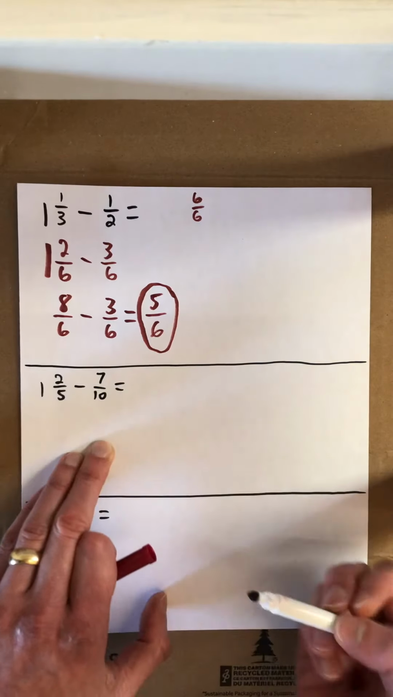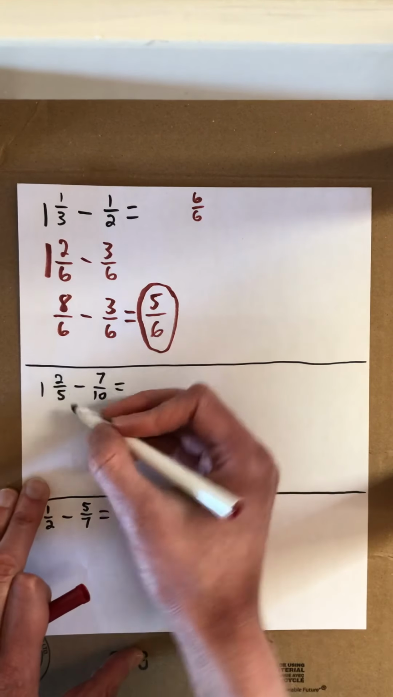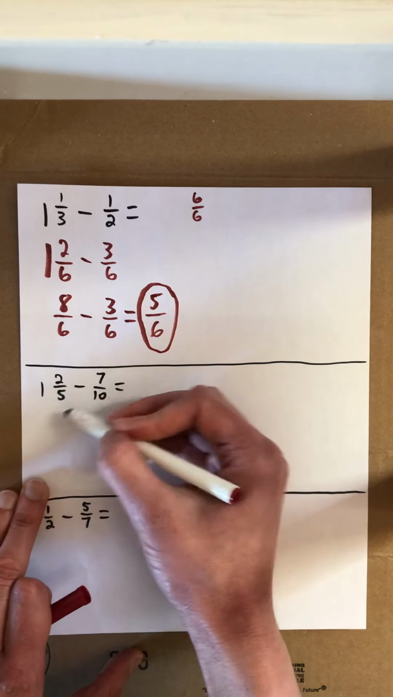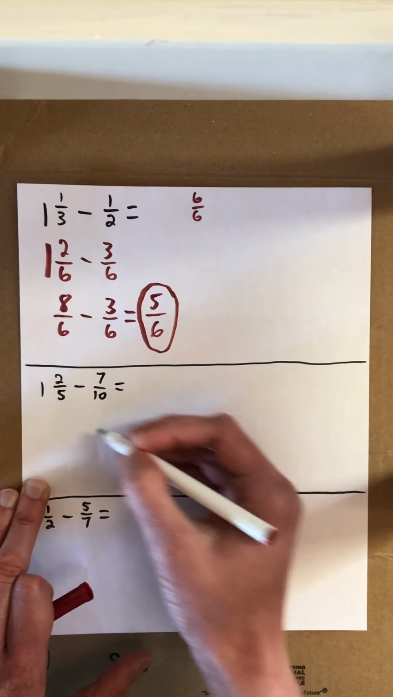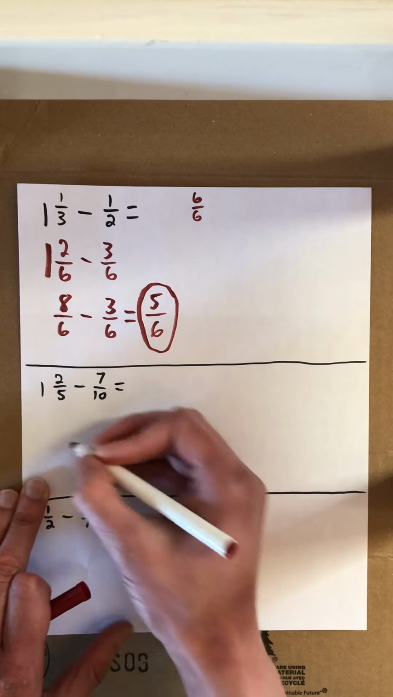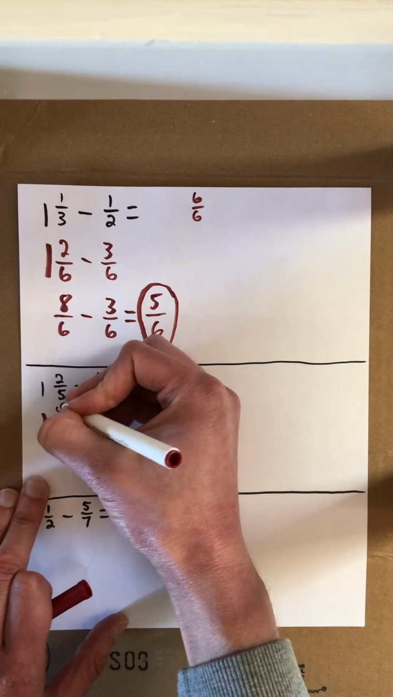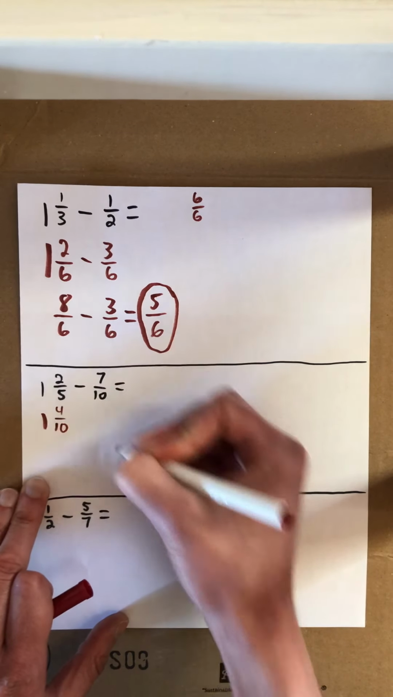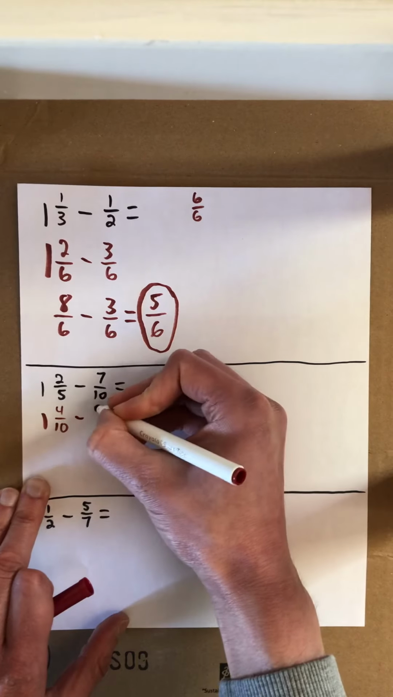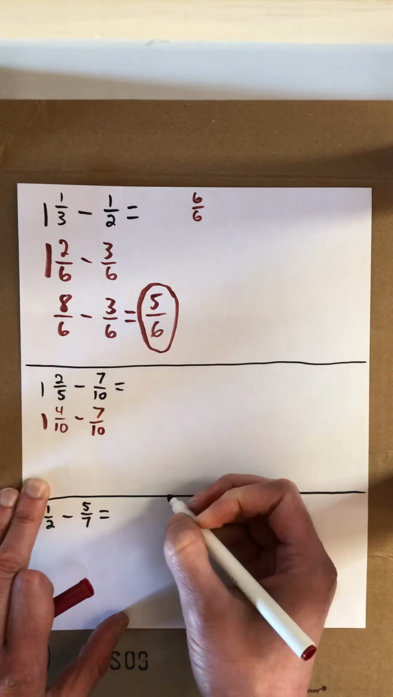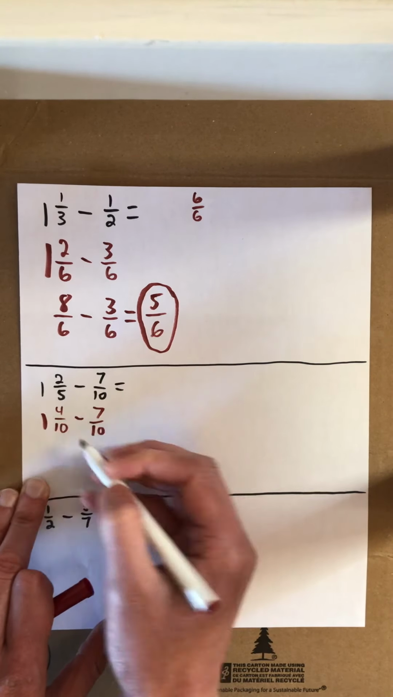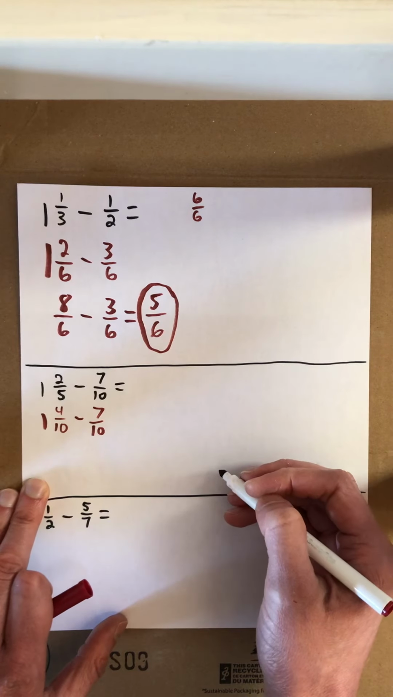We've got a similar problem on this one. This time I've got 2/5 and 7/10. This is the only fraction I'll need to change. I can make this one out of 10 by multiplying top and bottom by 2. So I've got 1 whole, and I've got 4/10. And I'm able to subtract 7/10. Once again, I can't do that on the top. 4 take away 7, it's not going to work.